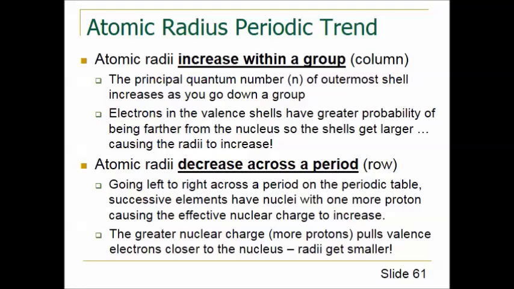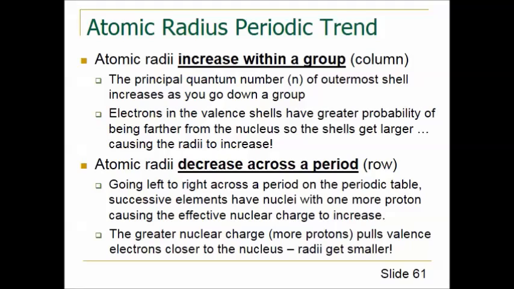I hope you agree. And folks, feel free to put this in your own words if you like, right? So what we basically just said was when you go down the group on the periodic table, valence electrons are found in higher and higher energy levels. Therefore, the valence orbitals get larger and larger, and therefore the radius of the atom gets larger and larger.